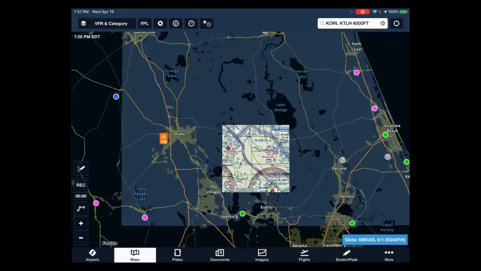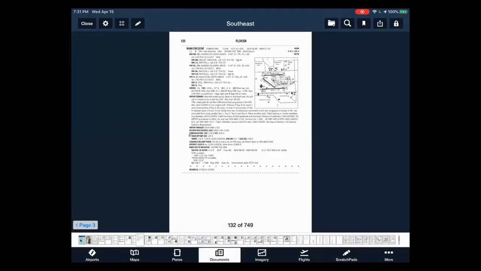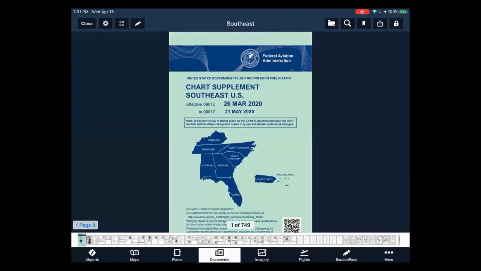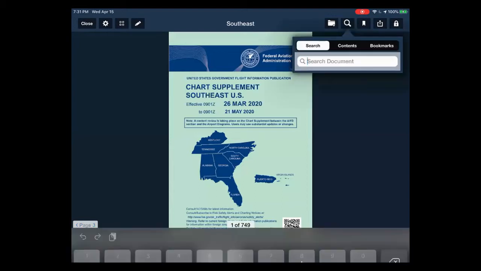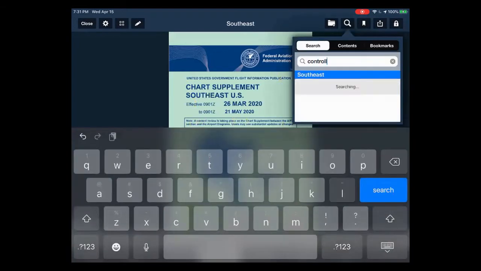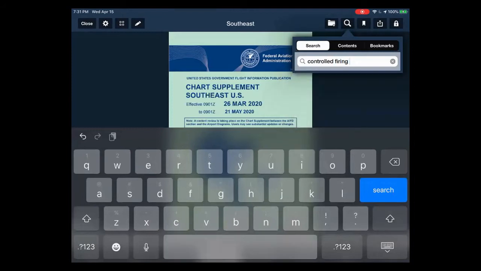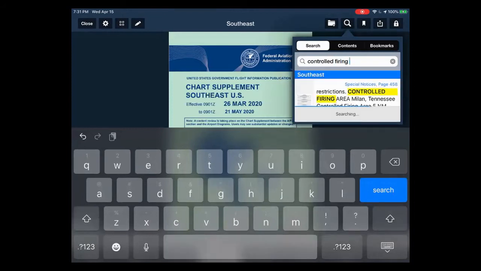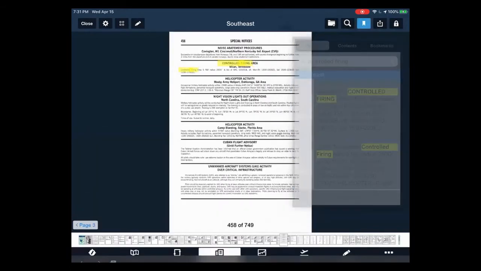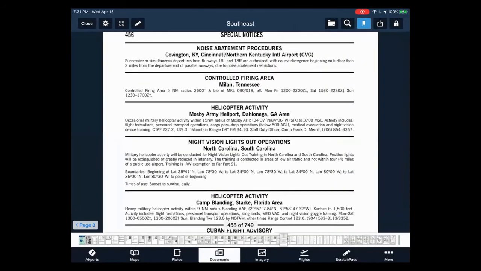Okay, so we're going to go to the chart supplement, and we're in the Southeast, and I have never been to the Southeast before, and I just want to quickly find out if there's a controlled firing area anywhere in the Southeast. So I would just literally type that in and let the search function do the work for me. And it looks like, sure enough, surprise, surprise, controlled firing area of 5 nautical mile radius, 2,500 feet and below of the MKL VOR, 30-degree bearing at 18 miles, effective anytime Monday through Friday from 1200 to 2300 Zulu. On Saturday, it jumps to 1530 to 2230, and then there's a different time for Sunday.